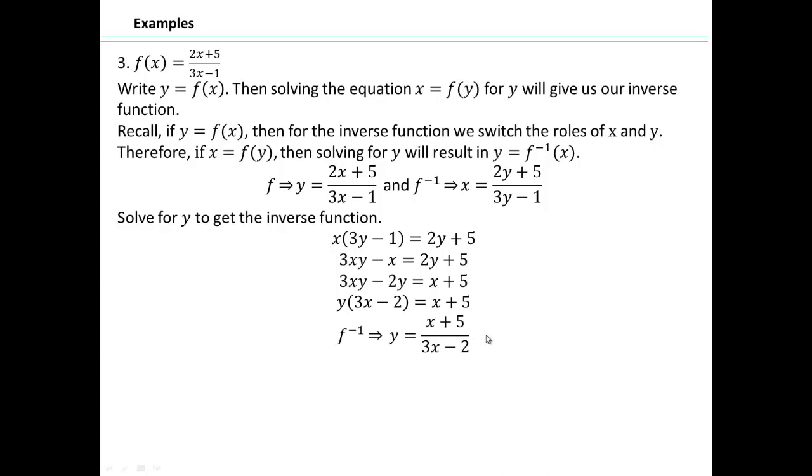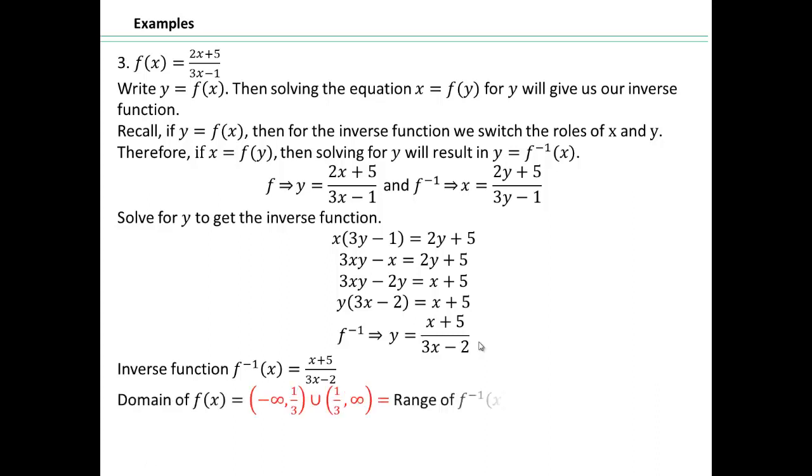So there's my inverse function then. It's x plus 5 over 3x minus 2. And so take a look, inverse function is x plus 5 over 3x minus 2. All right, what about the domain of f of x? That's easy to find. Domain is all real numbers that make sense. So the only thing that will not make sense is 1/3, because 1/3 makes the denominator 0. And again, the domain of the function f of x is the range of f inverse.